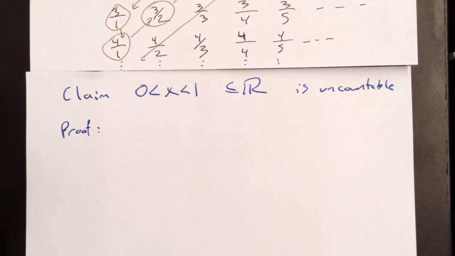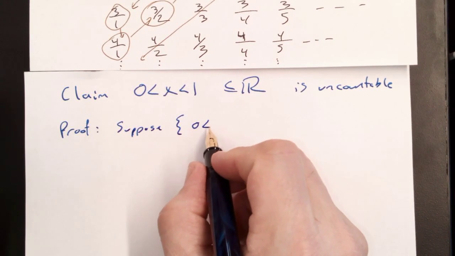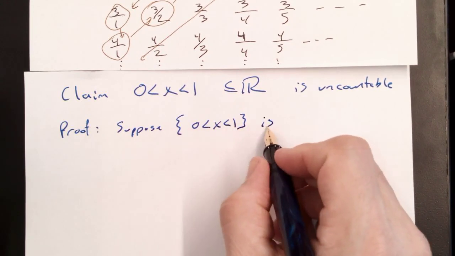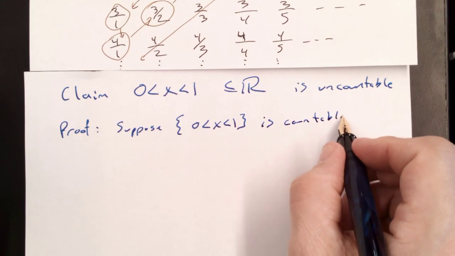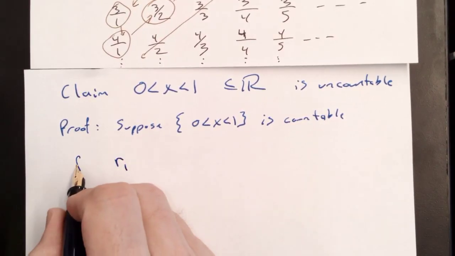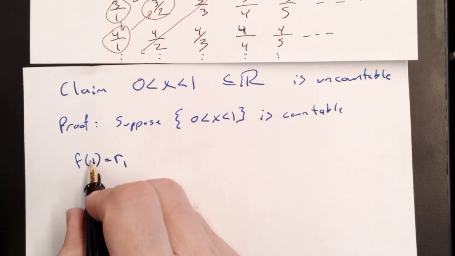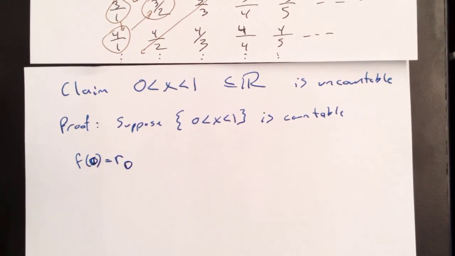If it's by contradiction, we start by saying, suppose the set from 0 to 1 is countable. Then there's a first number in my list. Whatever that number is, it's a real number between 0 and 1. R1, this is f of 1. The first number. Oh, R0, right. My natural numbers start at 0. Good catch. f of 0.